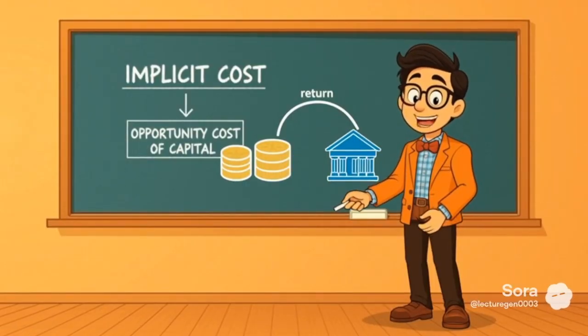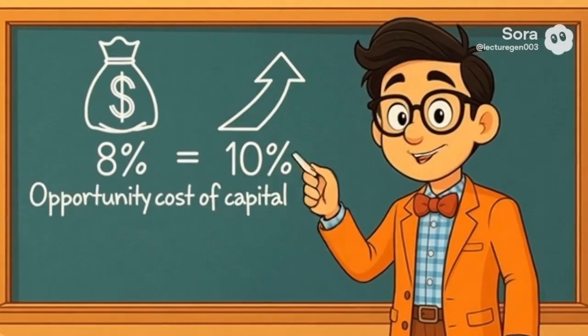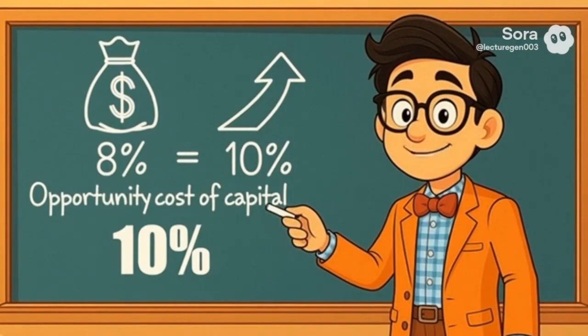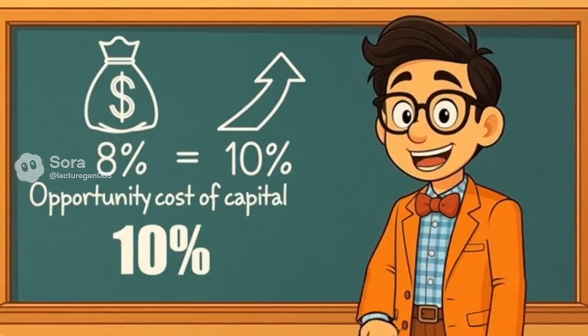One special kind of implicit cost is the opportunity cost of capital, the return you could have earned if you had invested your funds elsewhere. So if your business earns 8% on its investment, but you could have earned 10% in the stock market, your opportunity cost of capital is 10%.